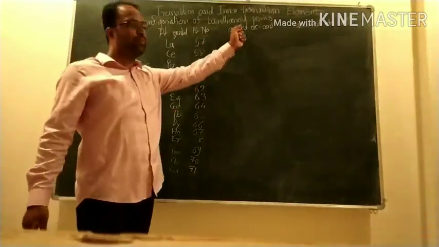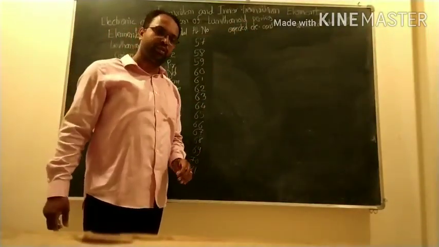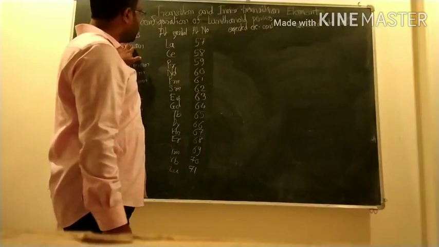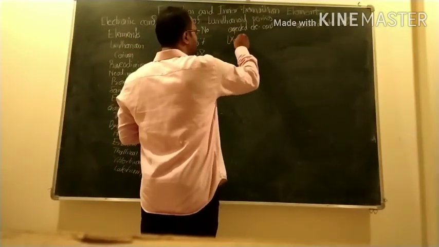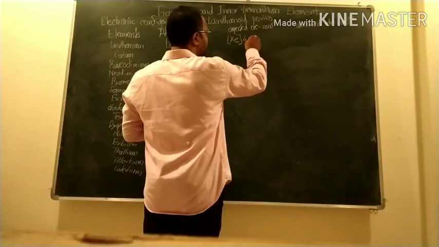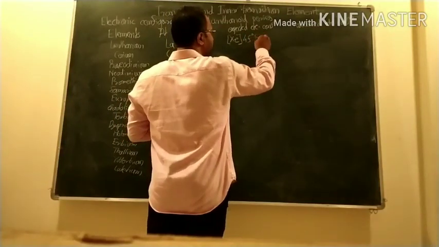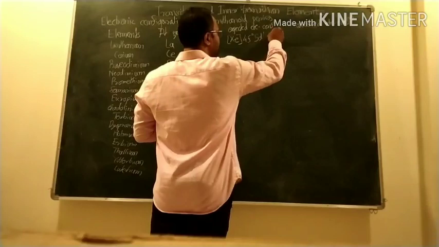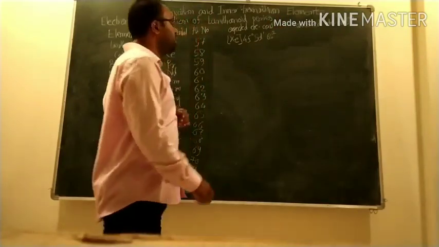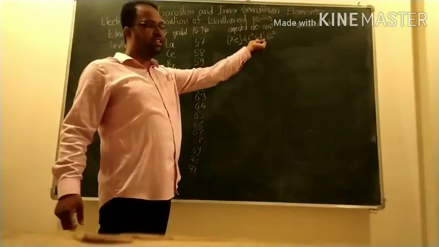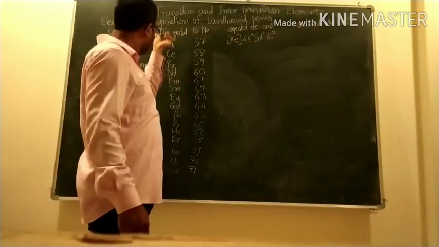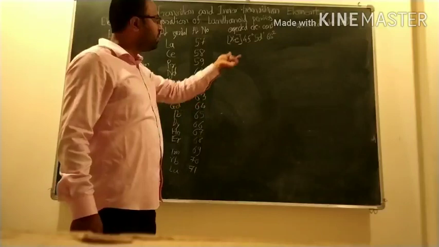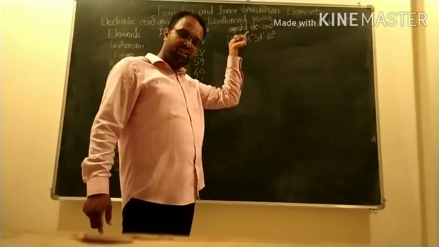Now next is the expected electronic configuration. The electronic configuration of lanthanum is Xe 4f0 5d1 6s2. Here the last electron enters 5d, but from cerium, as expected, all the electrons are present in the 4f section.